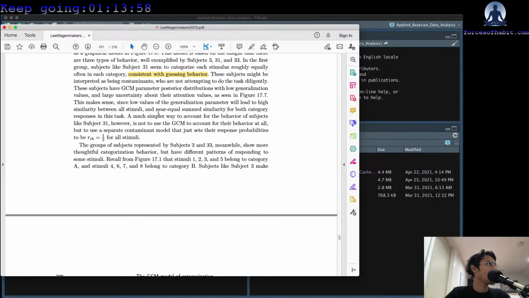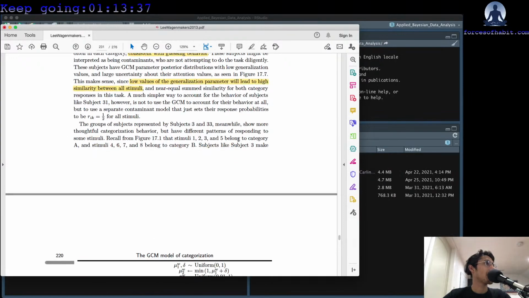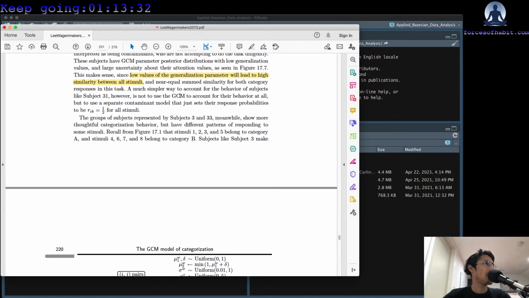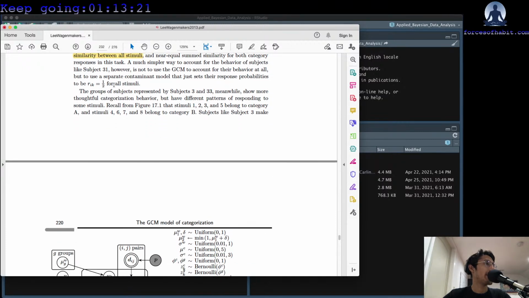This makes sense since low values of generalization lead to high similarity between all stimuli and near equal sum similarity. Something that I was looking for earlier: low generalization leads to high similarity. A much simpler way to account for the behavior of subjects like 31 is not to use a generalized context model at all, but to use a separate contaminant model that just sets their response probability to 1/2.